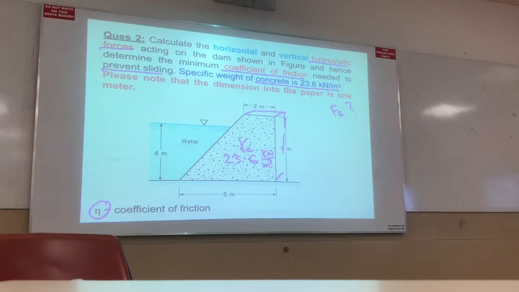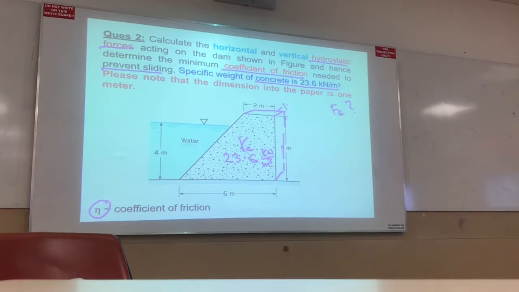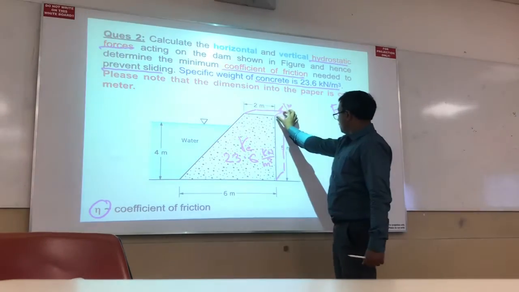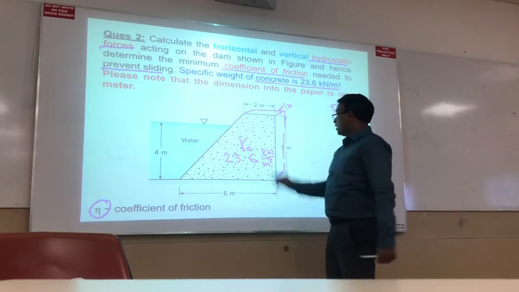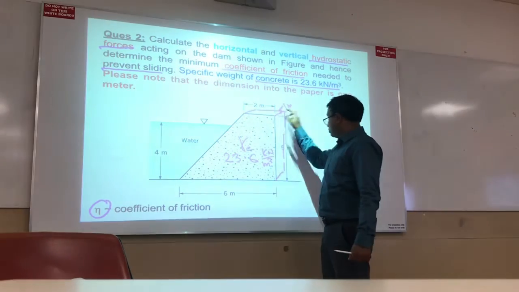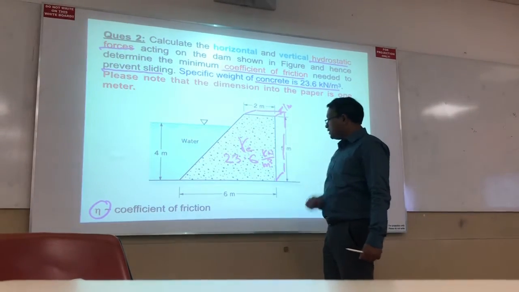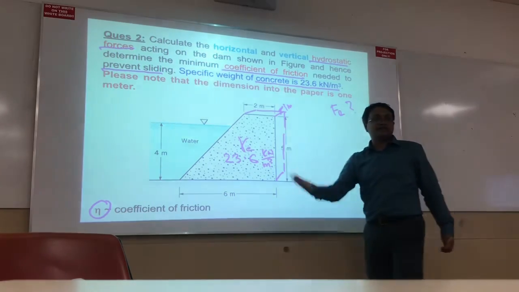Right? This is 1 meter in Z direction. So this one is 1 meter, 1 meter, 1 meter. And from here to here is 2 meter, here to here is 2 meter. From here to here is 5 meter. So where is the hydrostatic force? Tell me.